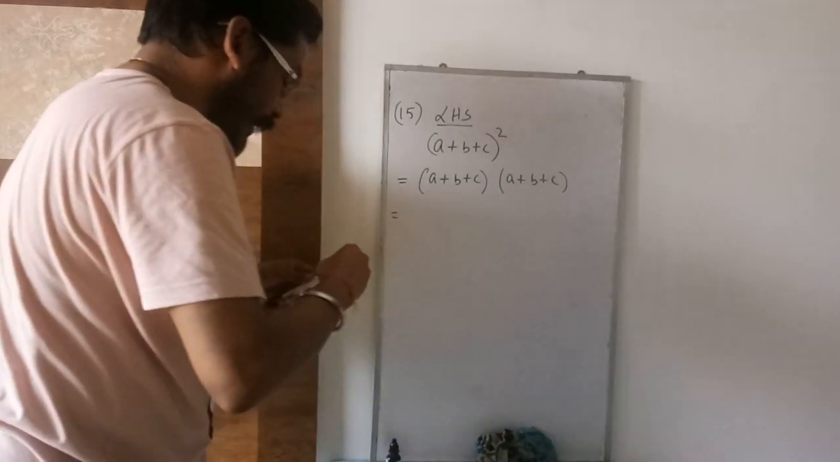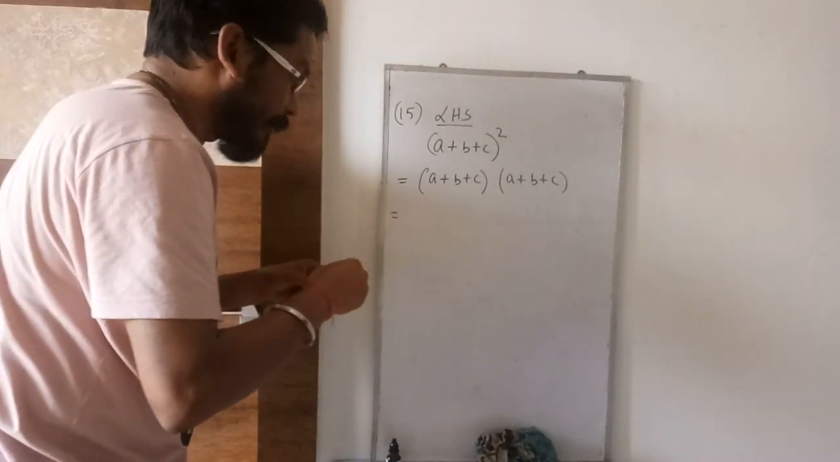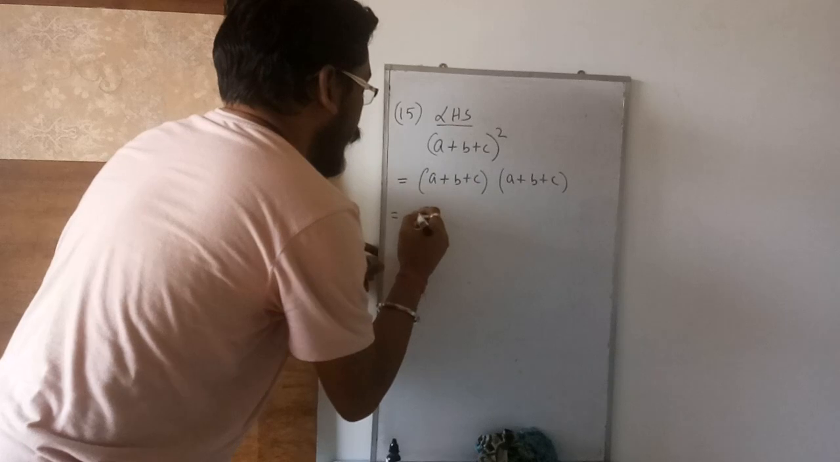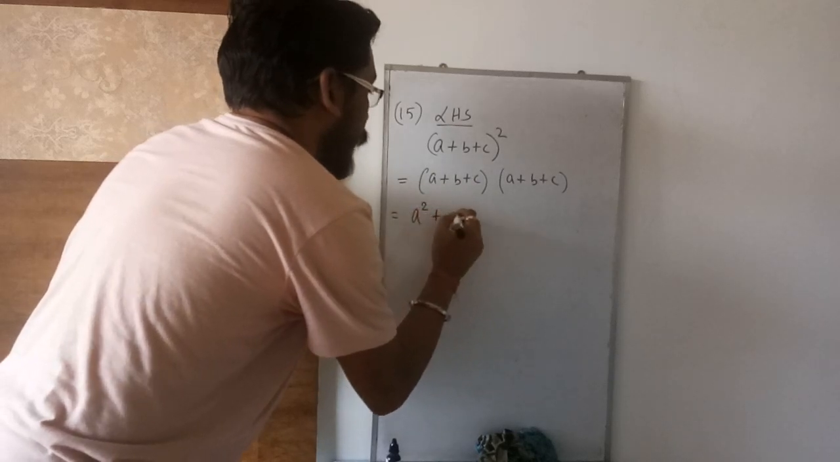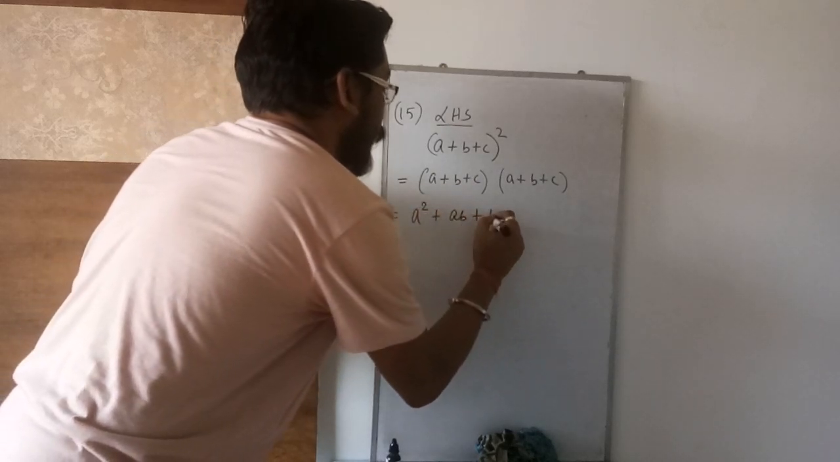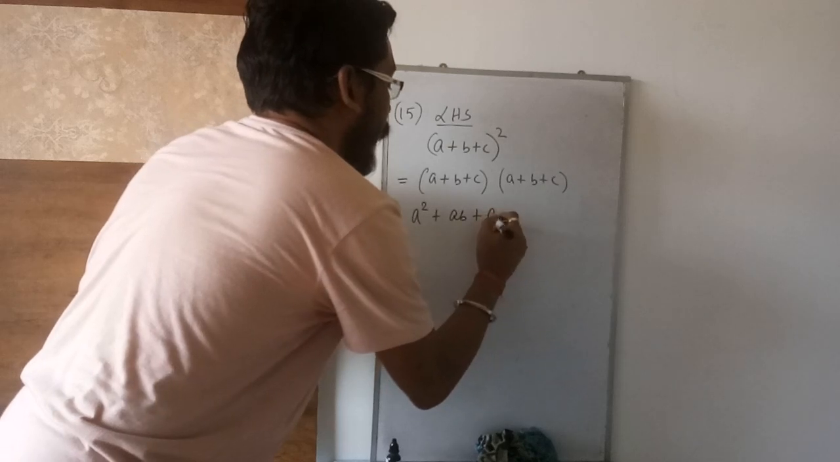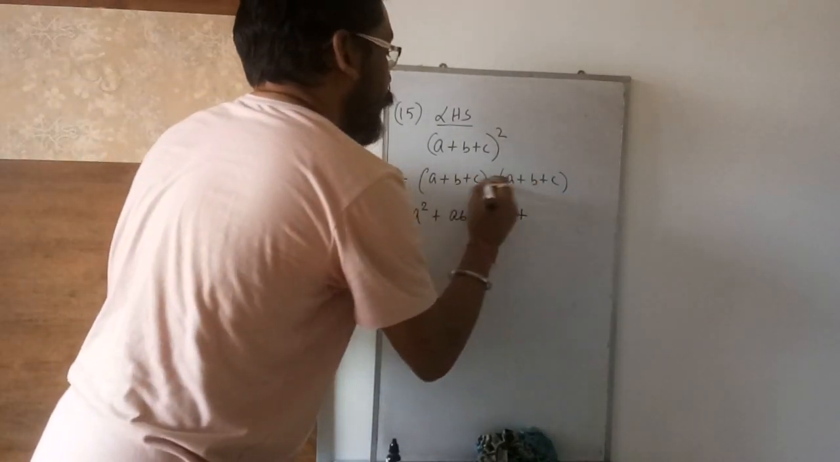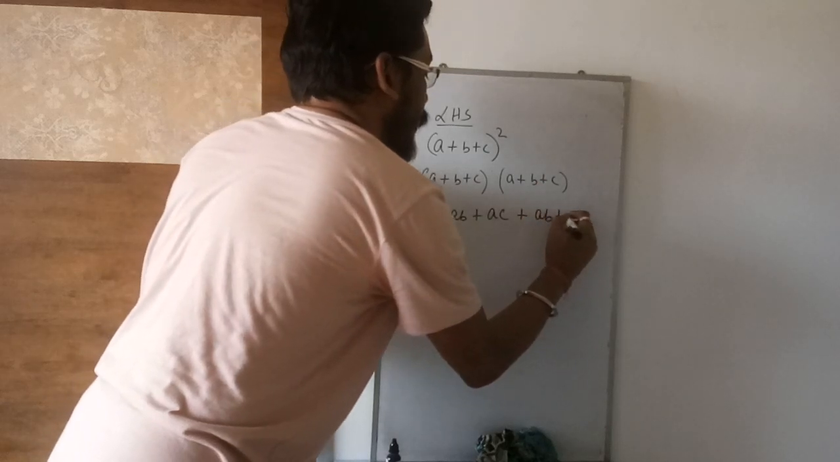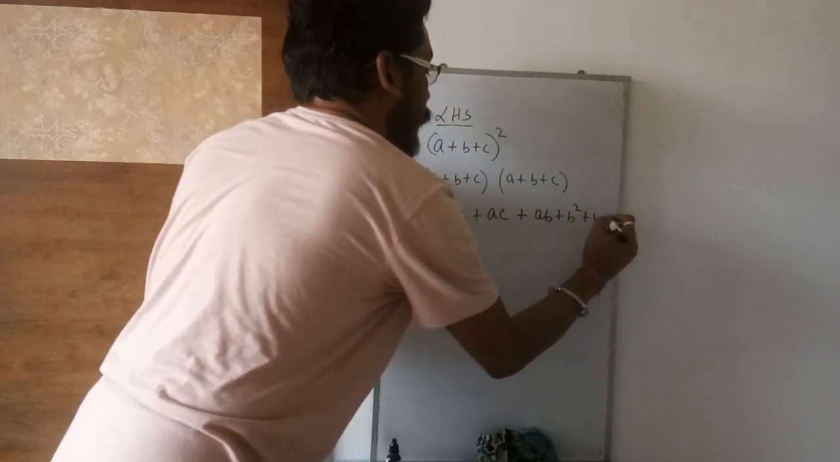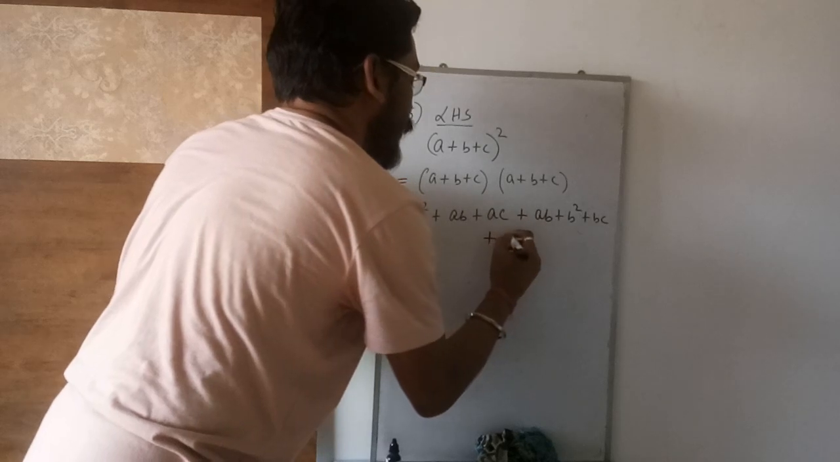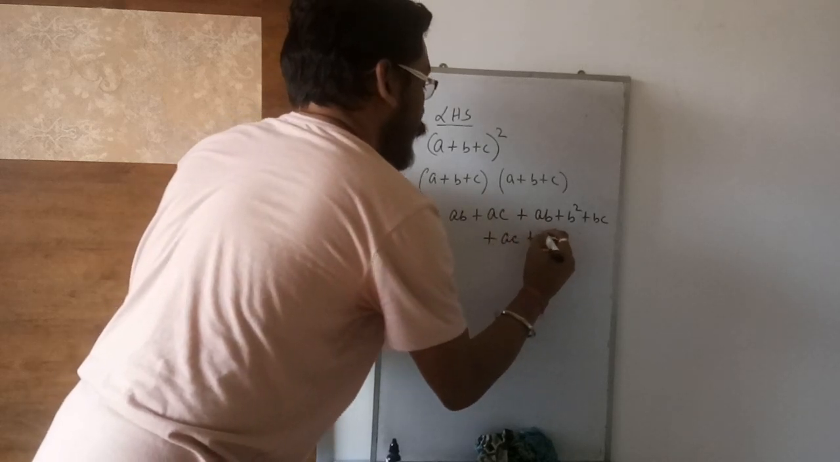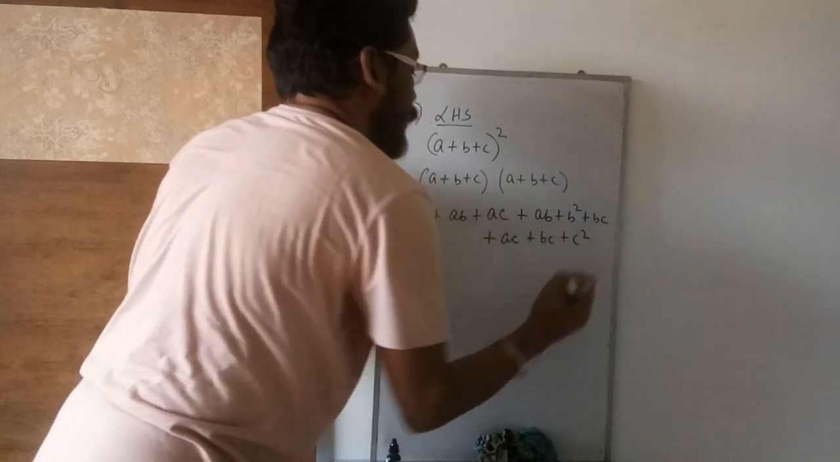So by a you will multiply. If I multiply by a into a, it is a square plus ab plus ac. Now I will go for b. B into it is ab plus b square plus bc. Then I will go for c. It is ac plus bc plus c square.